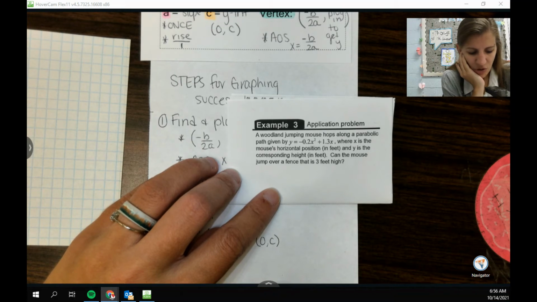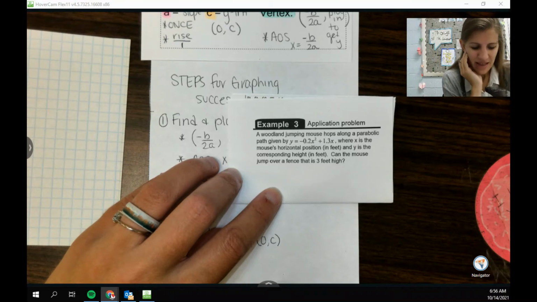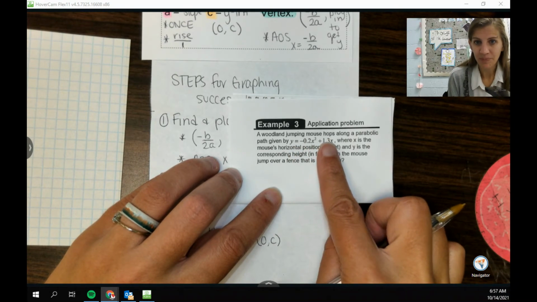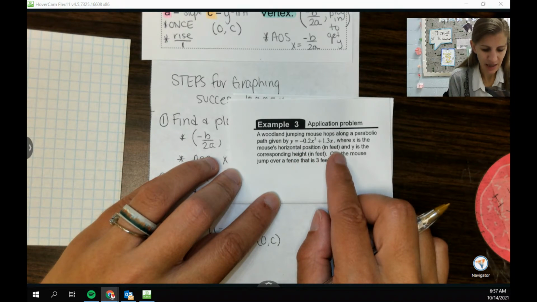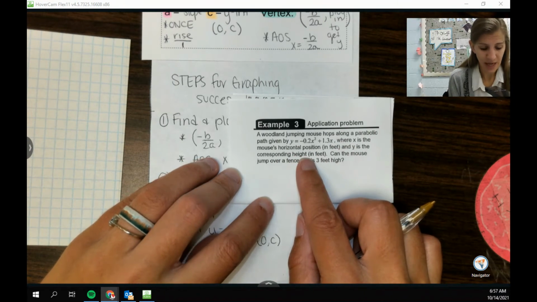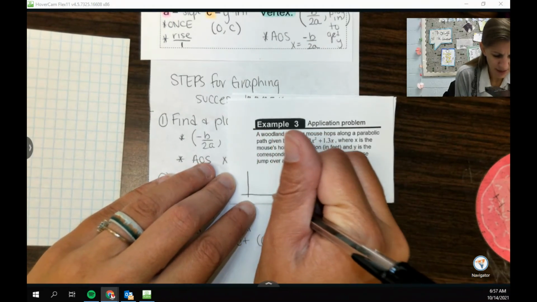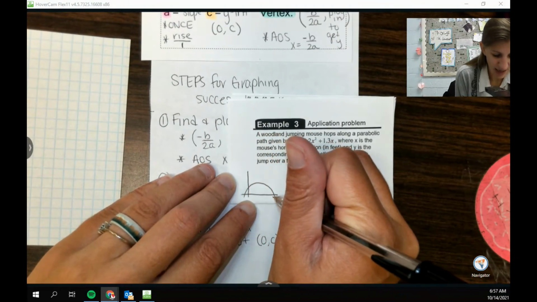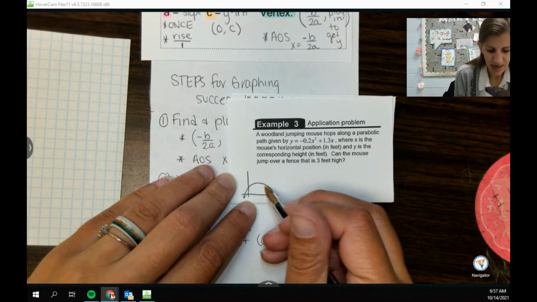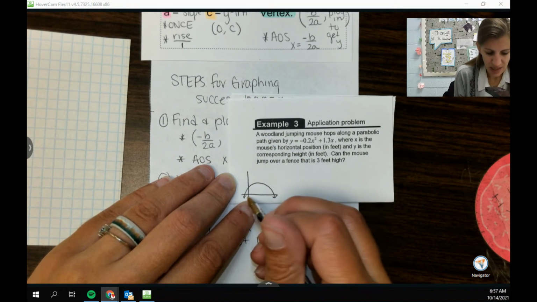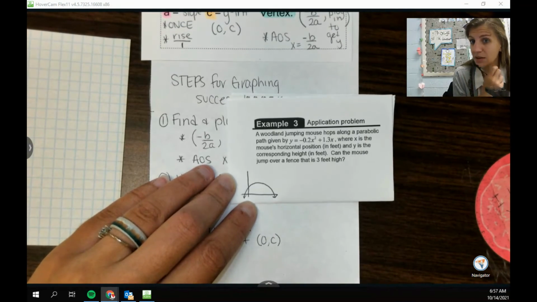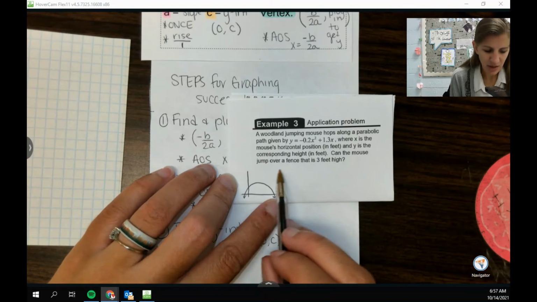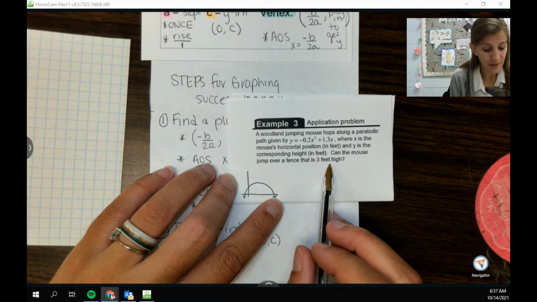A woodland jumping mouse hops along a parabolic path given by the equation, where x is the mouse's horizontal position in feet and y is his corresponding height in feet. If you think about it, this has to sort of look like that, where he starts here and hops to here. So we have horizontal distance and vertical distance, like how high he is off the ground. Can the mouse jump over a fence that is 3 feet high?